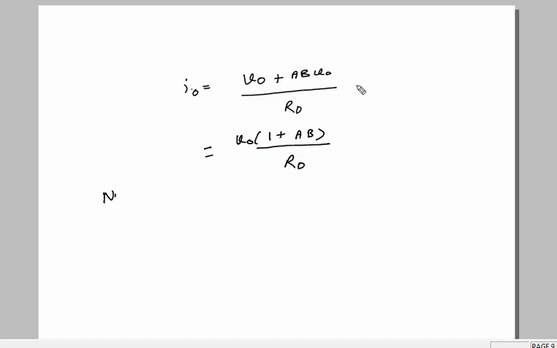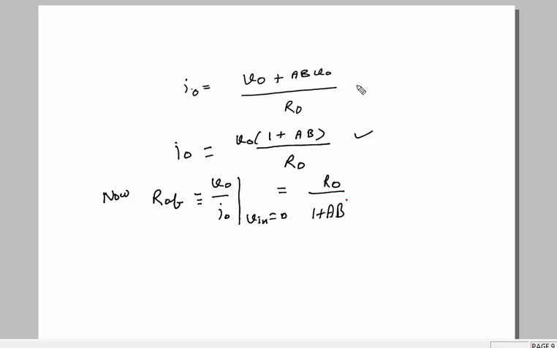Now the output resistance with feedback is defined as V naught by I naught, by considering V in equals 0. This value we have got by considering V in equals 0, so we can use it directly here. So V naught by I naught will become R naught upon 1 plus AB. Let's call it equation number 10. This represents the output resistance with feedback.